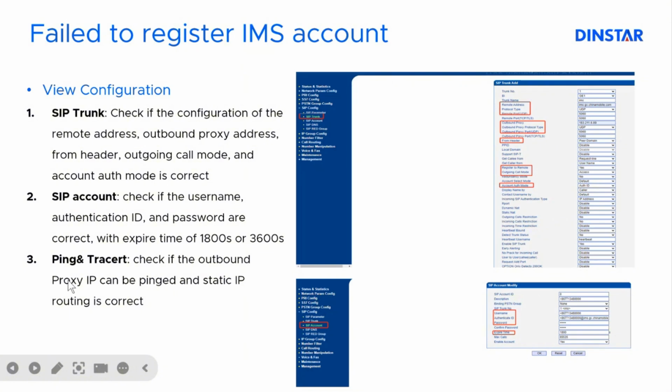And for the network, we use ping and traceroute to test the network and confirm routing is correct. We can find here, we just fill in the domain name of the IMS in the remote address, and it also has the outbound proxy for the server, right? And we need to ping the server or traceroute the server to check whether it's unreachable or reachable.